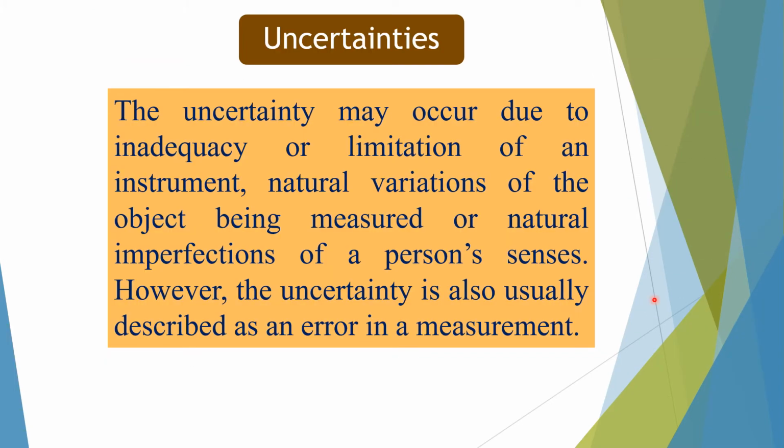Uncertainty. Uncertainty means the range of possible values within which the true value of the measurement lies. According to the definition, the uncertainty may occur due to limitation of an instrument, natural variations of the object being measured, or natural imperfections of a person's senses. However, the uncertainty is also usually described as an error in a measurement.